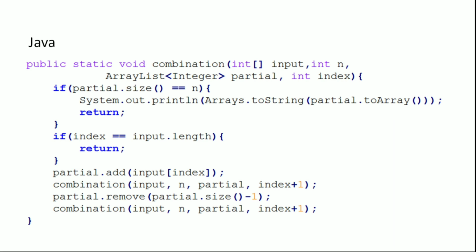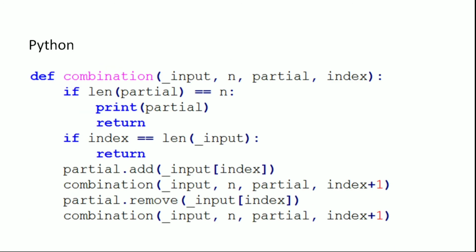Now if that is not the case, then we have two choices: either we will pick the element or we will not pick the element. So at first we add the element in our partial solution and then call the recursive function with the updated value of index, and again we will remove the element and call the recursive function again. This is the Python version of the code.